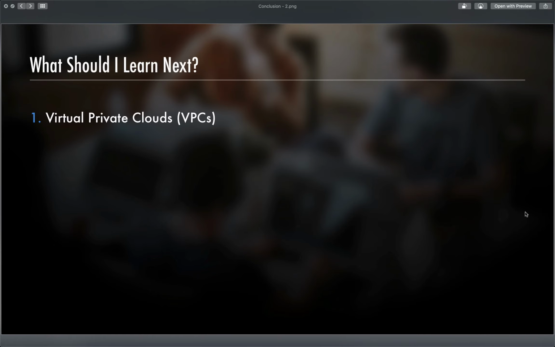Well, the first thing you need to learn by far, and there's not even a contest here, is VPCs. You need to understand networking on AWS. It is present in everything you'll do on AWS. I don't care what service you're using, you're going to have to use VPCs. And why? For the same reason that a computer not attached to your home network is pretty useless, assuming you want to access the internet.